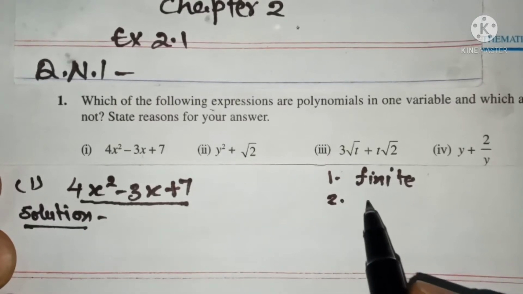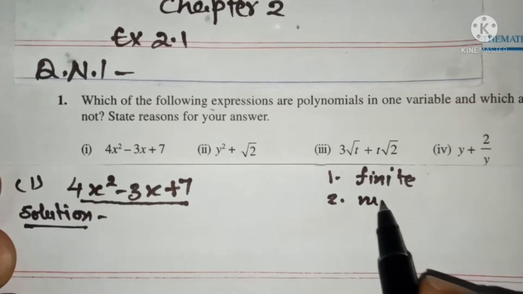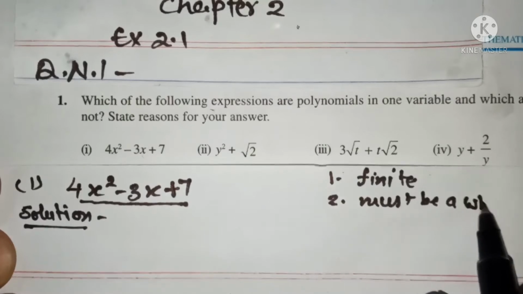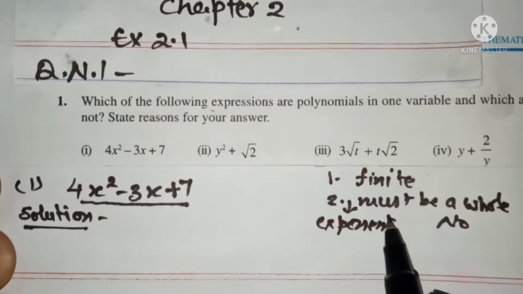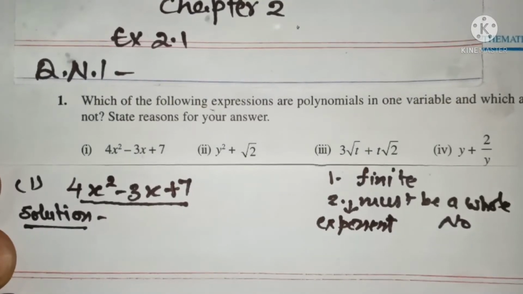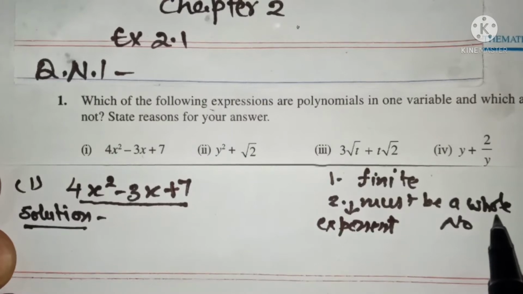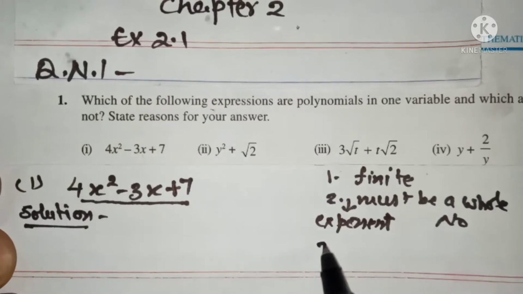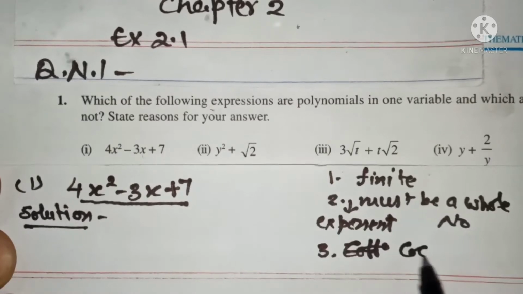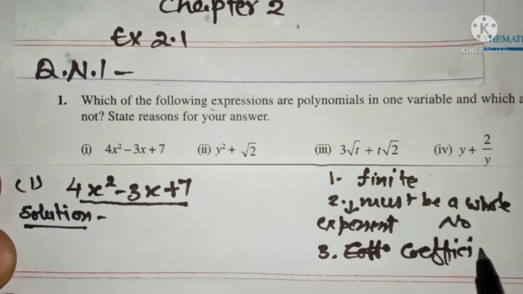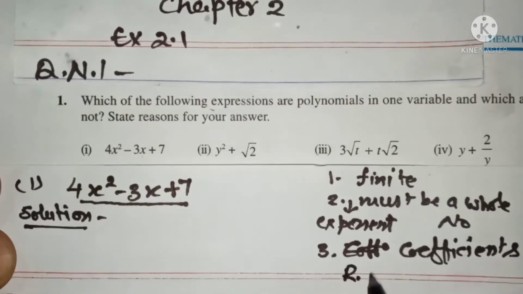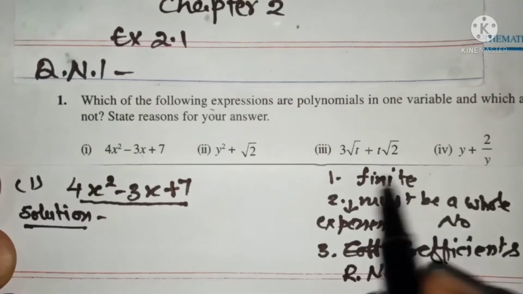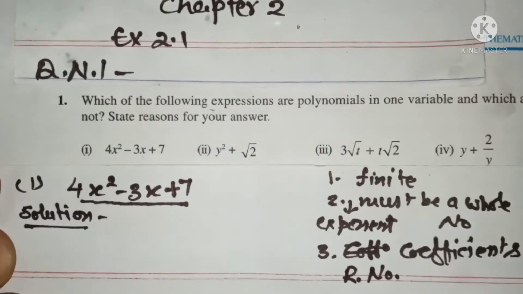Second condition, the exponent of a variable must be a whole number. Exponent of any variable must be a positive number, or we can say a whole number. Number three, coefficients of the variable should be real numbers. Let us find these characteristics in this expression.